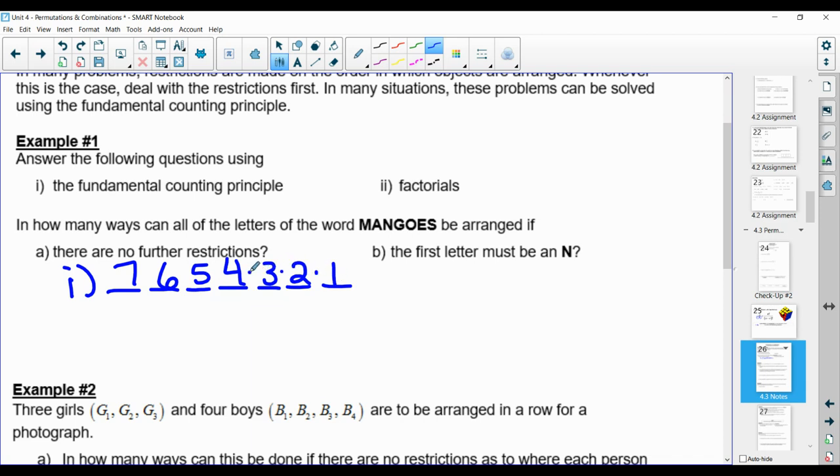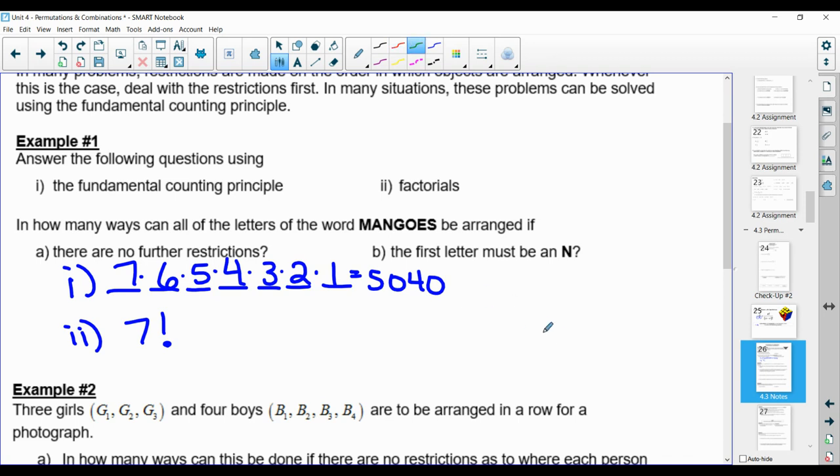And again, using FCP, we would be multiplying these all out. And so if I multiply those all out, I'm going to get 5,040. Now, if I wanted to use factorial notation, anytime I'm taking a set of objects and I'm arranging all of those objects, then I can use factorial notation. And so this would be 7 factorial. Now, in the second situation, we're looking at the first letter having to be an N.